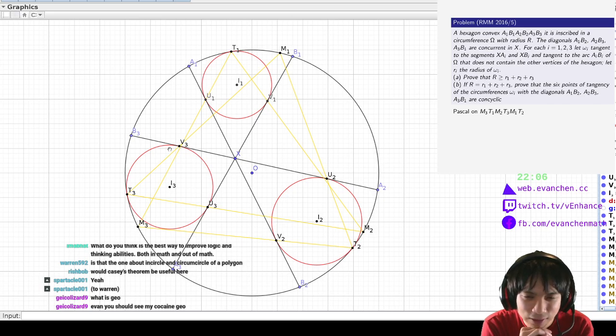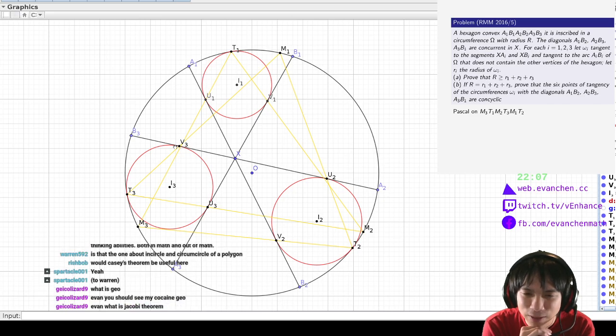What would you do with it though? Let's see. I need some way to control the radius, right? I need to get an R1, R2, R3 somehow. I could get it based on the angles. There are three angles, and if I relate the tangents then it could work. It's a bit of a stretch, but what would Casey's theorem say? Casey's theorem applied to... what is Jacobi's theorem? I actually don't know. I hear that name every so often. I haven't figured out what it means yet.